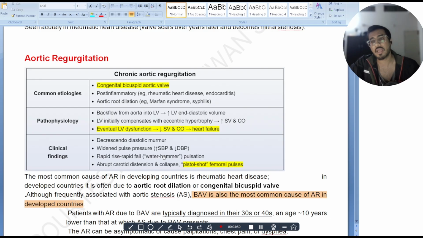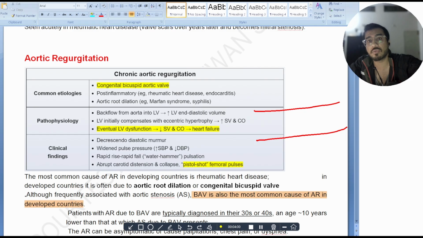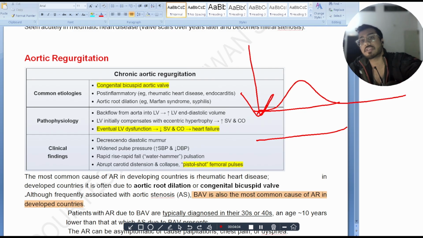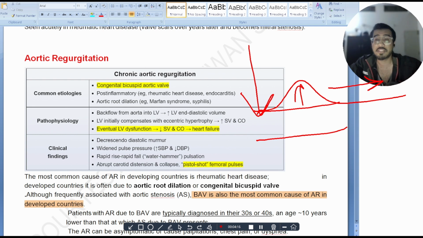Why is it called a water hammer pulse? It's called a water hammer pulse because if this is a water pipe and you strike it with a sledgehammer here, it's gonna cause a wave to form that's gonna travel forward. So this is what the pulse feels like in aortic regurg. There is a rapid systolic impulse followed by a rapid drop. The reason behind that is because the blood regurgitates back into the left ventricle and there's a sudden drop. So this is why it's called a water hammer pulse.